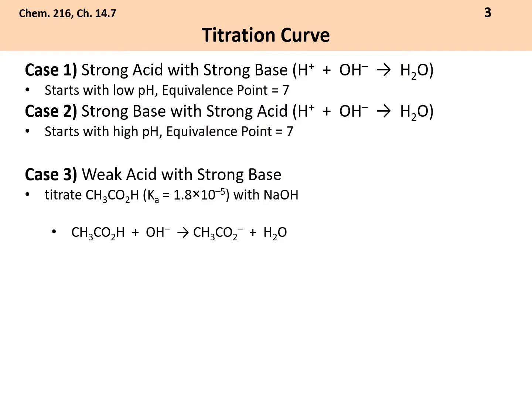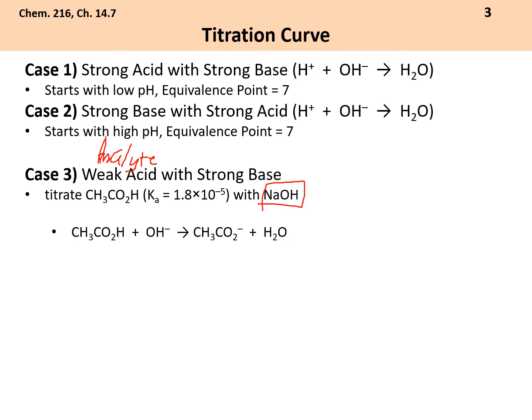Case number 3 is when I have a weak acid. That's what my analyte is. And I go ahead and add in a strong base. The strong base, NaOH, can be my titrant. All right, so here's my weak acid. In this case, it's CH3CO2H.